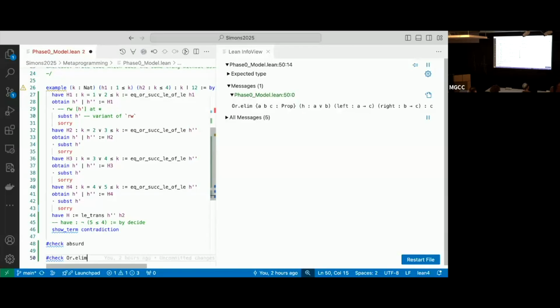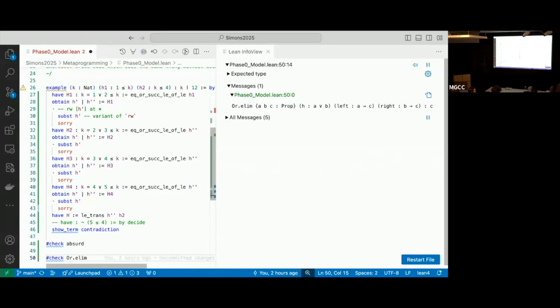So this Or.elim that is being implicitly used here at this obtain step takes 3 slots. And let's try to explain what those 3 slots will be. This Or.elim is going to construct a proof that k divides 12, subject to, firstly, a proof that k is 4 or k is at least 5.